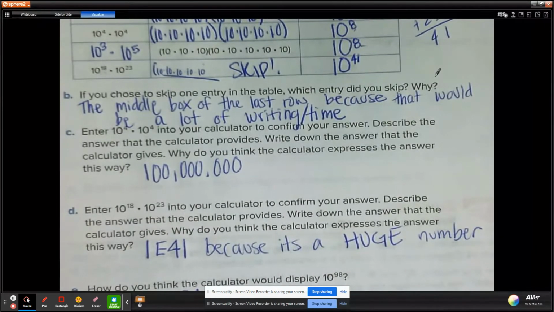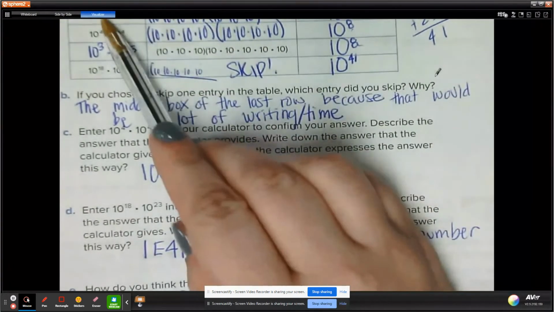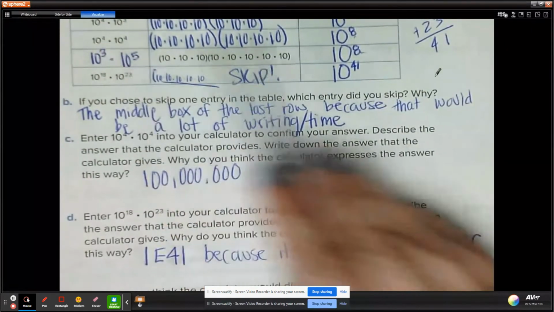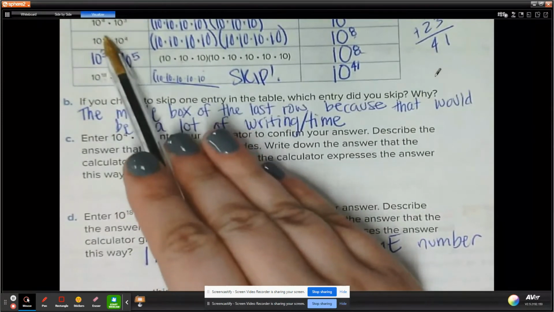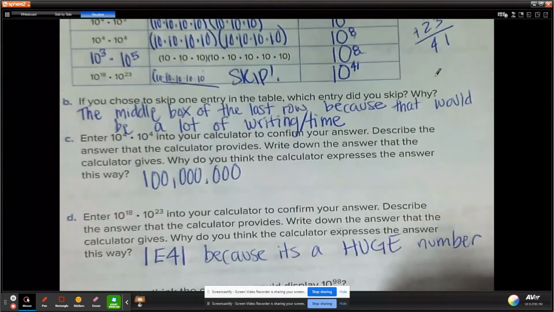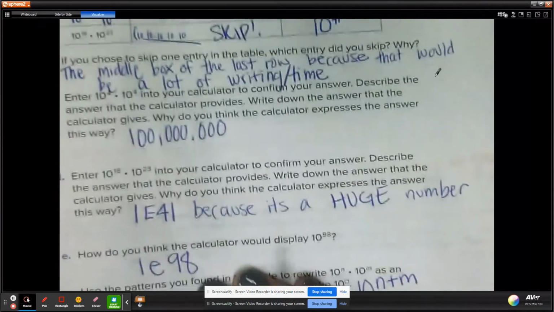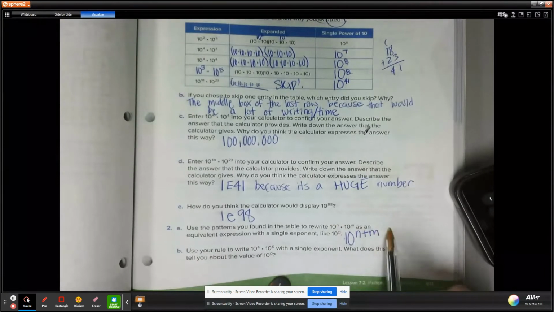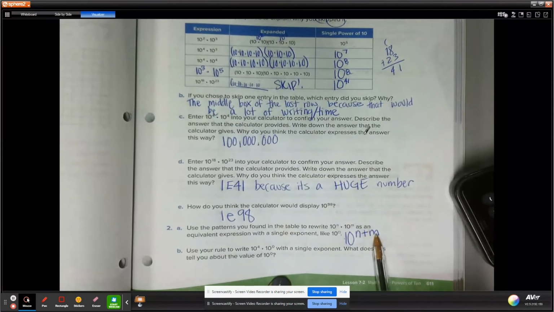Use the patterns you found in the table to rewrite 10 to the n times 10 to the m as an equivalent expression with a single exponent, like 10 to the whatever. So up here, what did we do with our exponents to get it as a single power? Since the bases were both the same, what were we able to do with our exponents? Okay, so exactly, we could go 10 to the n plus m power. Oops, I need to zoom out, sorry guys. We go to the 10 to the n plus m power because up here, when we had the same base, we were able to just add the exponents.